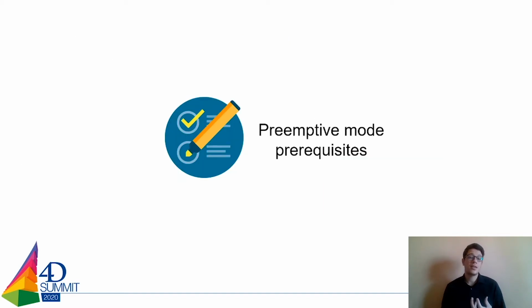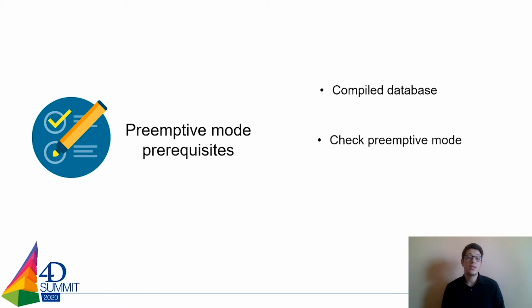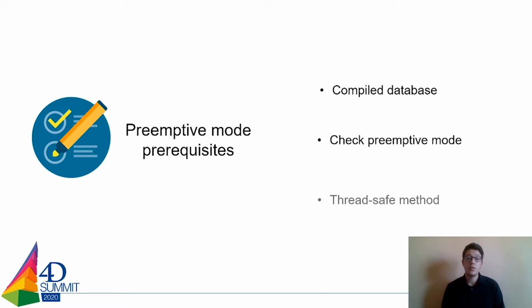However, in order to get the preemptive mode of execution, we have to meet some prerequisites. The first one is that our database should be compiled. Then we should actually tell 4D that we want to execute this method in a process that is preemptive. So what we do is we go to the properties of that method and check the checkbox that says that I want to execute this method in preemptive mode, like you can see here. The third prerequisite is that our methods should be what we call thread safe.